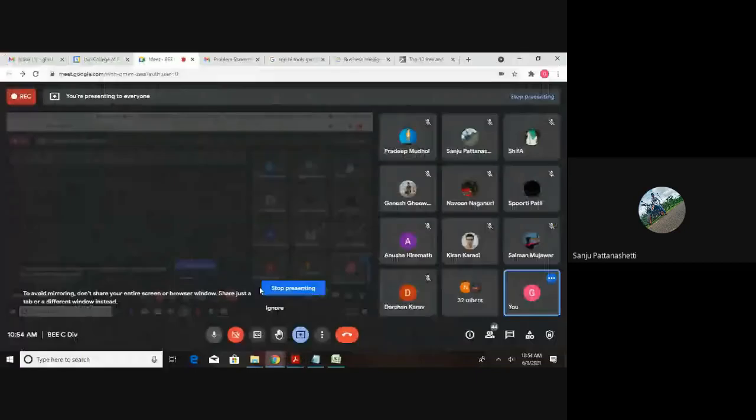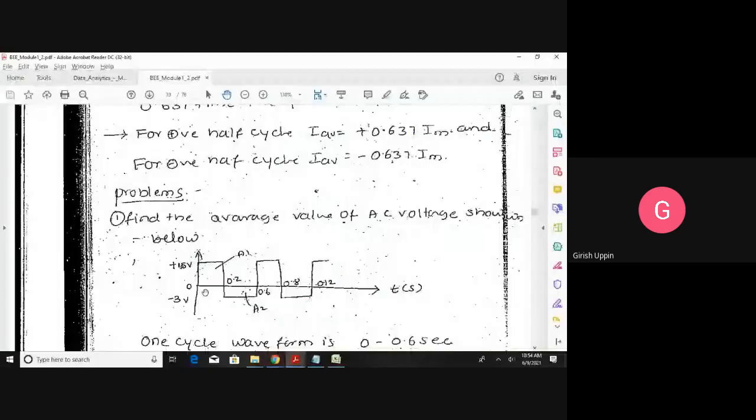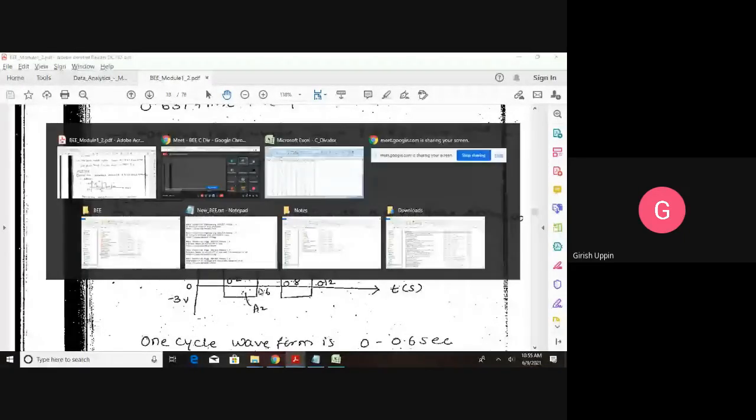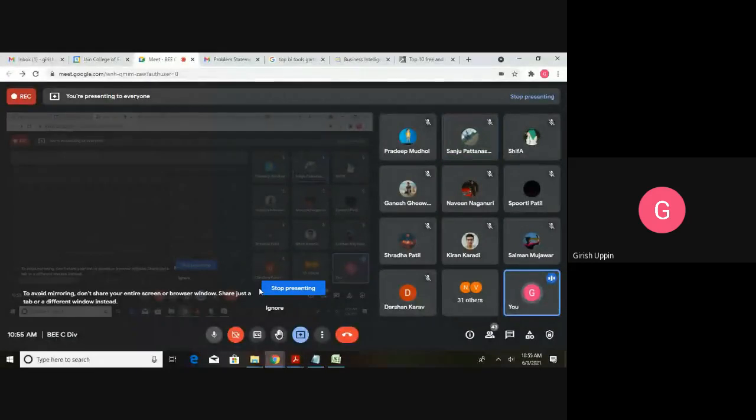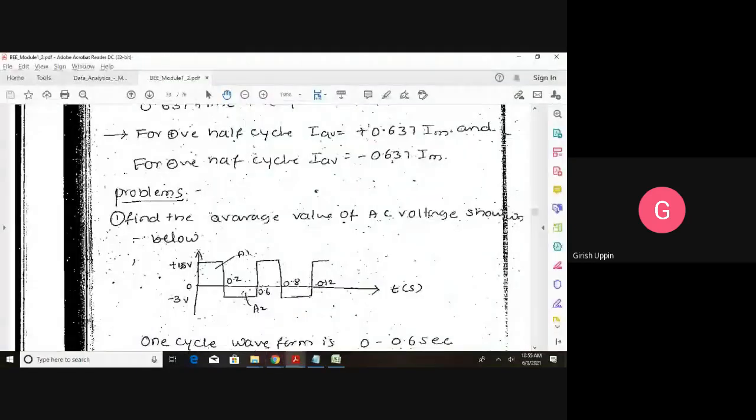Anybody? Symmetrical waveform. Is it symmetrical? Symmetrical means what? Positive half cycle is same as the negative half cycle. So here, do you see the positive half cycle is same as negative half cycle? No, right? The positive half cycle is not same as the negative half cycle. So this is an unsymmetrical waveform.